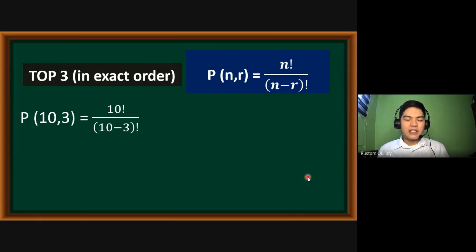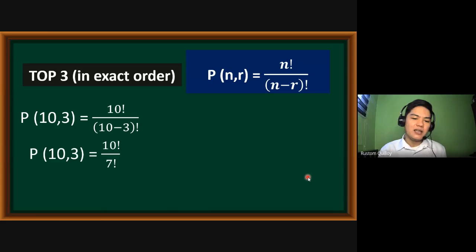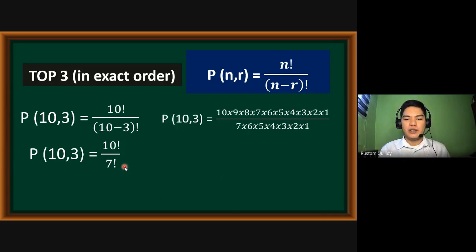So, permutation of 10 taken 3 at a time is equal to 10 factorial over quantity 10 minus 3 factorial. This is easy. The 10 minus 3 is 7 factorial. So we have 10 factorial over 7 factorial.